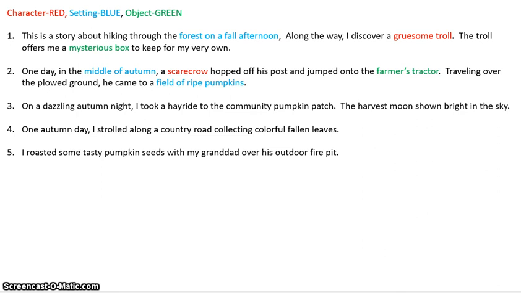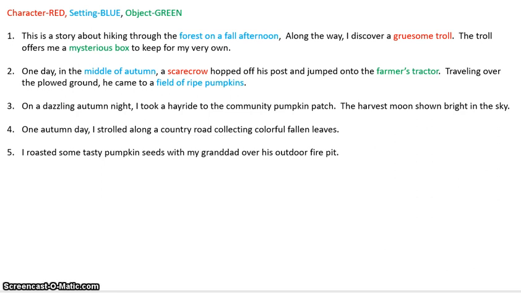I think in this story, the writer was saying that the story critical object was going to be the farmer's tractor because that's how the Scarecrow got to the field, and the field just happened to be ripe pumpkins. So I think in this case, the farmer's tractor is going to be the story critical object. But remember, you're going to do setting in your story.